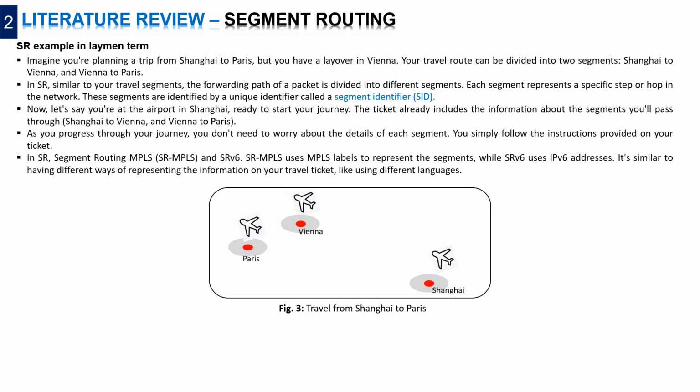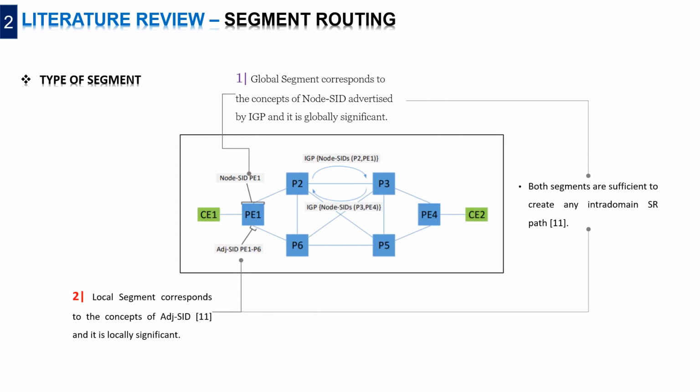SR example in layman's terms. Imagine you have a trip from Shanghai to Vienna to Paris, but your travel route can be divided into segments, which is Shanghai to Vienna, Vienna to Paris. Types of segment: we have the global segment, corresponding to the concept of node SID advertised by IGP, and secondly the local segment, corresponding to the concept of adjacency SID. Both segments are sufficient to create any intra-domain SR path.